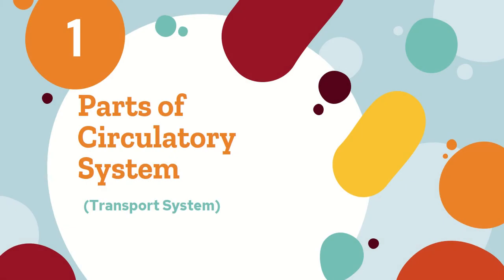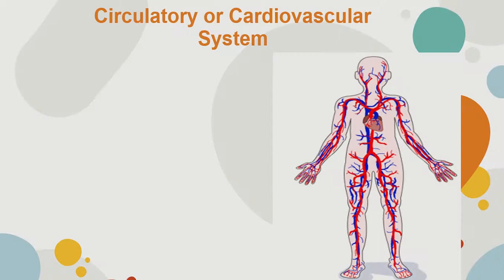Circulatory system. The circulatory system is also known as the transport system of the body. It is also known as the cardiovascular system because when we say cardio, it's all about the heart, and when we say vascular, it's all about the vessels. That is why a doctor with a specialization in the heart is called a cardiologist.